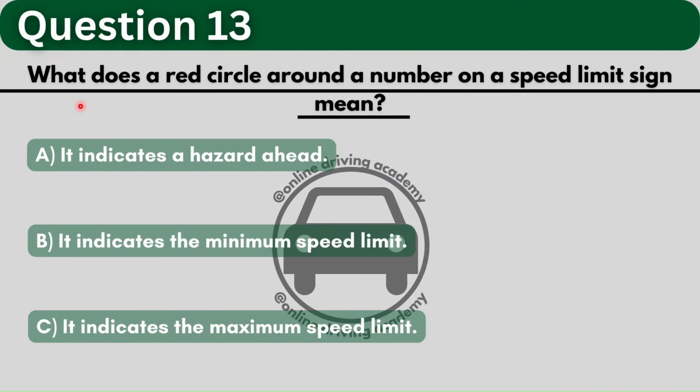Question 13. What does a red circle around a number on a speed limit sign mean? Remember, I always emphasize this whenever I go through road signs. So let's see if you were paying attention. Is it option A? It indicates a hazard ahead. Is it option B? It indicates the minimum speed limit. Or is it option C? It indicates the maximum speed limit. Now, a red circle around a number that is found on a speed limit sign would indicate the maximum speed limit.